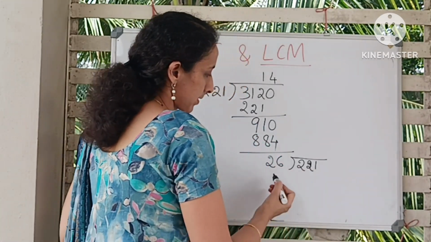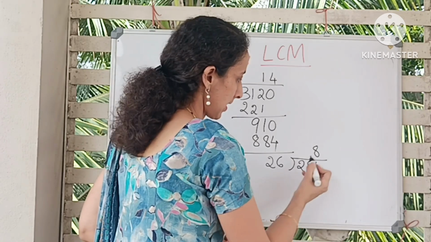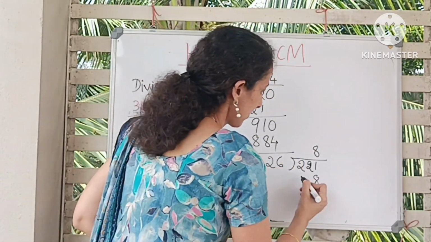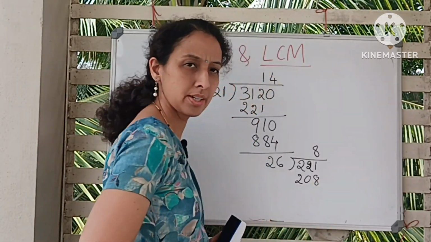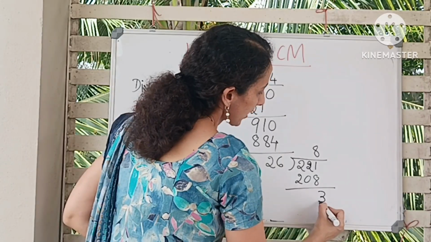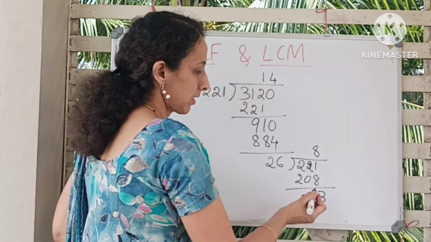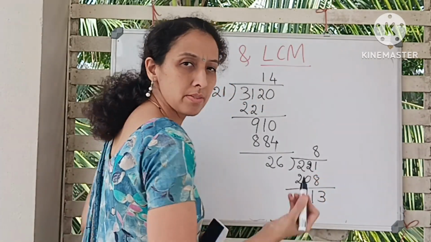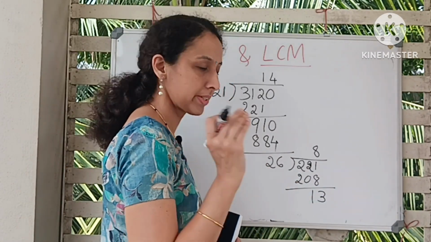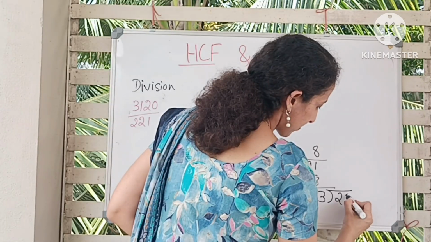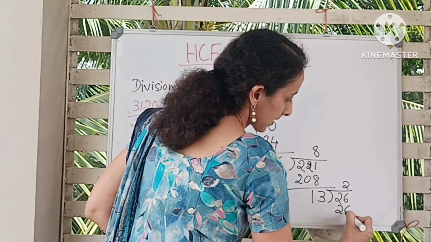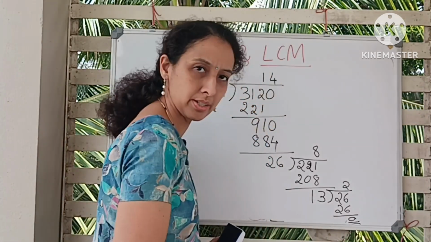Let's see what happens. Multiply by 8 to 26 and get 8 4s are 208 here. So when we subtract, we get 3 and 1, 13. Now this remainder 13 becomes our new divisor, and 26, the previous divisor, becomes the new dividend. So let's put 26 here and divide by 13. We can see that 13 2s are 26, and here we got the remainder 0.